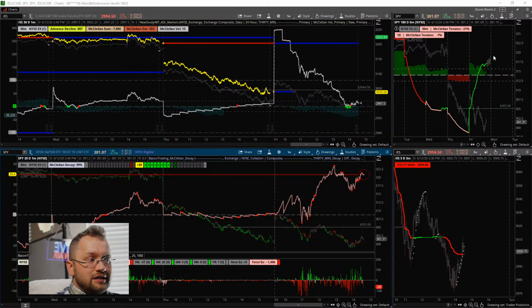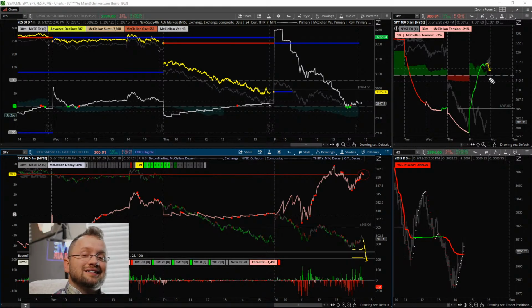The bulls just need to not screw up. If the bulls get liquidated right now, that's, I think, the most important thing. If the bulls get liquidated, this pushes down, we get through, they get liquidated, we see tension curl.